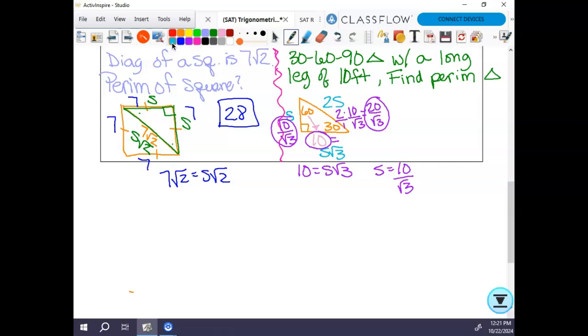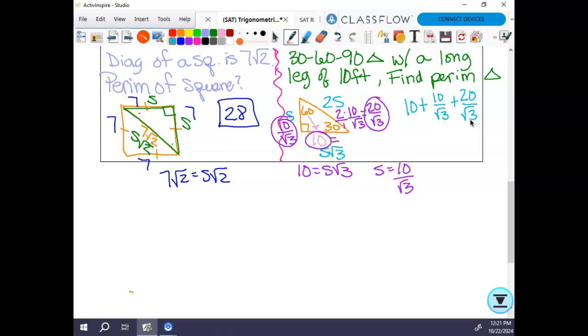To find the perimeter, I add them all up, right? So I would add 10 plus 10 divided by the square root of 3 plus 20 divided by the square root of 3. Now, I cannot combine all three terms without getting a common denominator. I highly doubt that would be expected here.